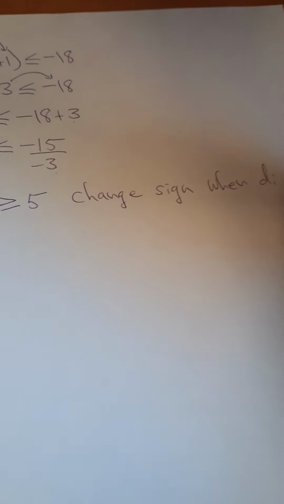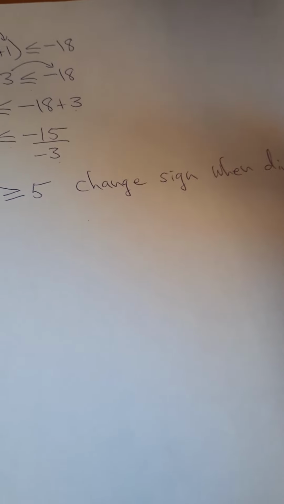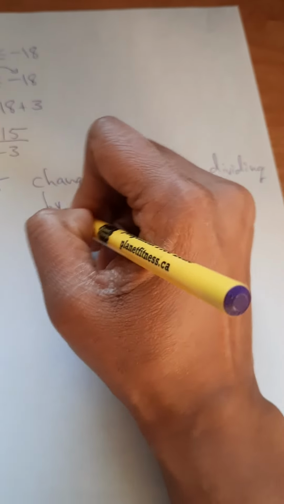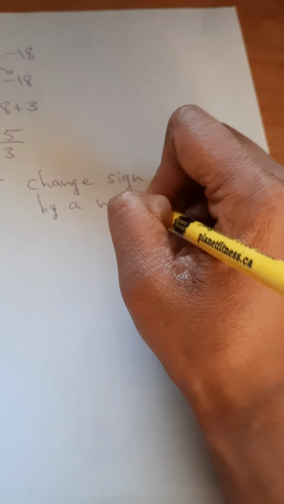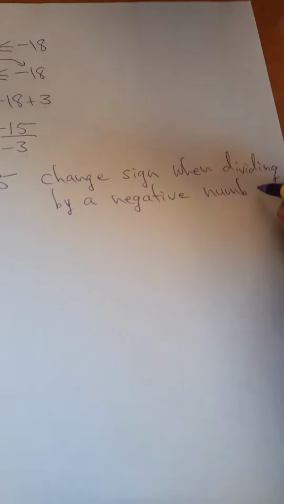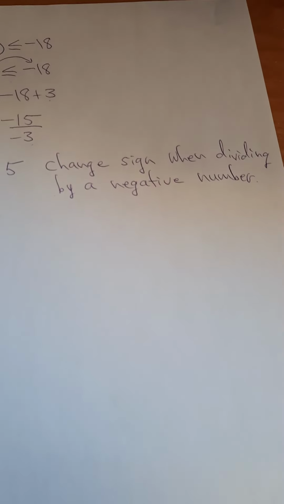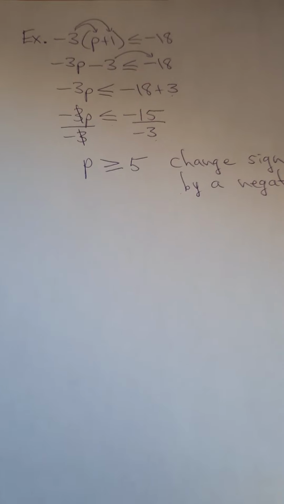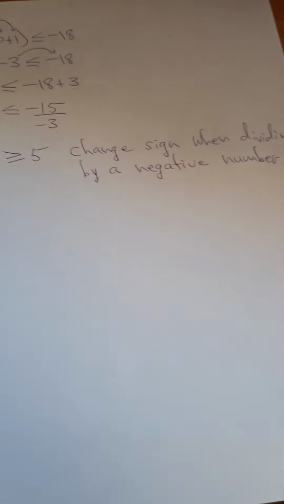And let's put when dividing. Okay, so when dividing, let's put by a negative number. And again, note down that we're not actually solving for the actual variable here. This is just kind of like a range of variables that you're going to have.